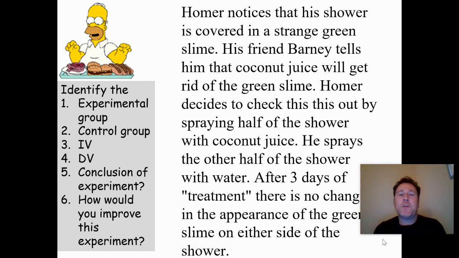Okay, so we're not studying people here, but it still applies. So what would be the experimental group? The experimental group received the coconut juice. And then the control group received what? Water. What is the independent variable? The coconut juice. What is the dependent variable? The dependent variable is getting rid of the slime. Conclusion: after 3 days of treatment, there is no change, so it didn't work. That's the conclusion.